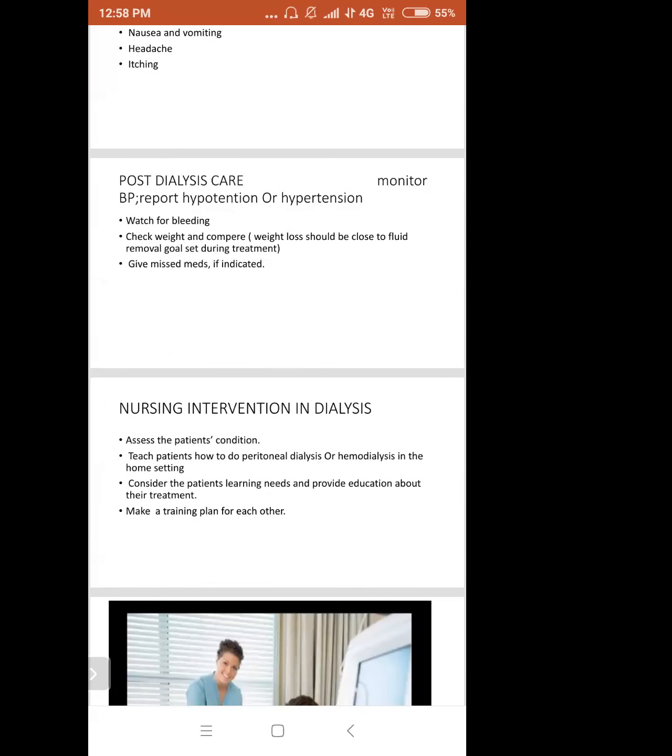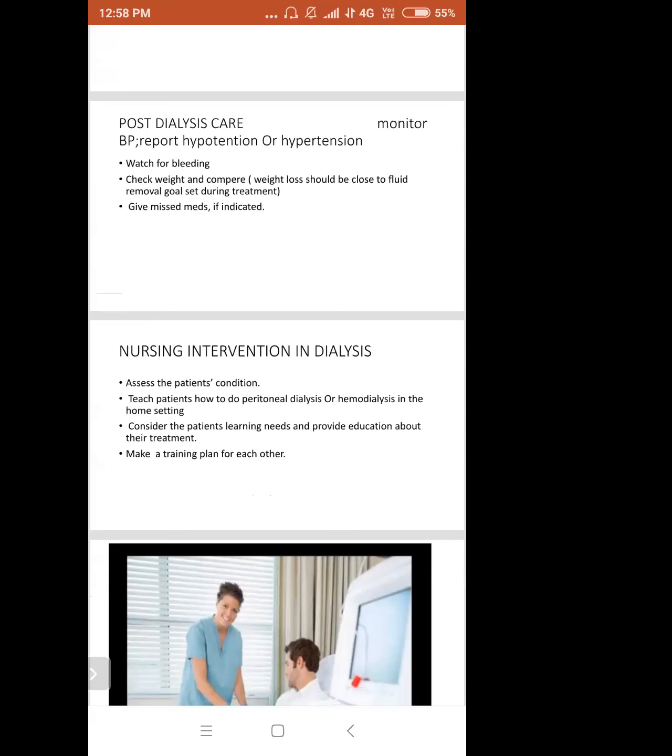Nursing interventions in dialysis. Assess the patient's condition. Teach the patient how to do peritoneal dialysis or hemodialysis in the home setting. Consider the patient's learning needs and provide education about their treatment. Make a teaching plan.